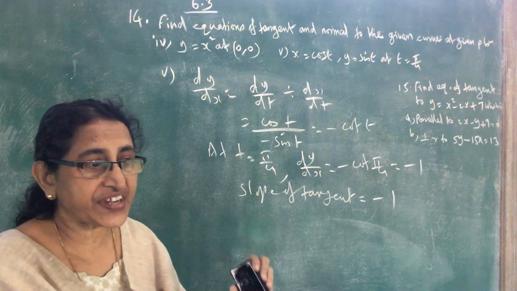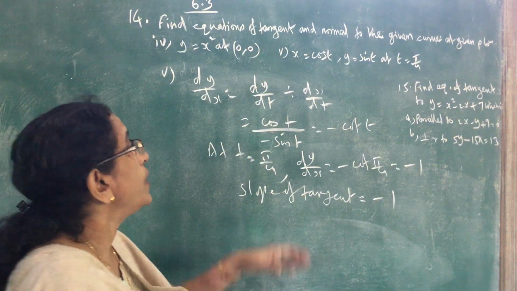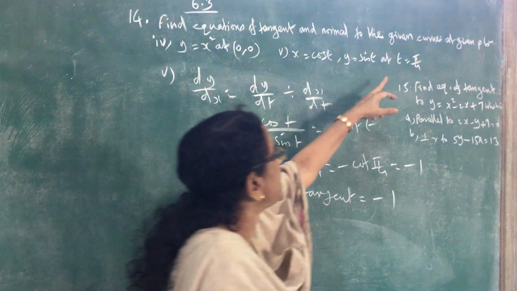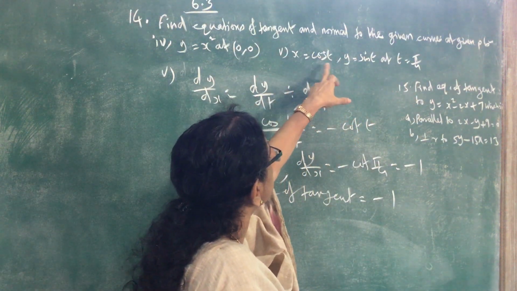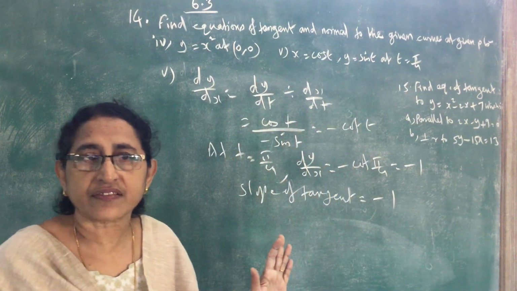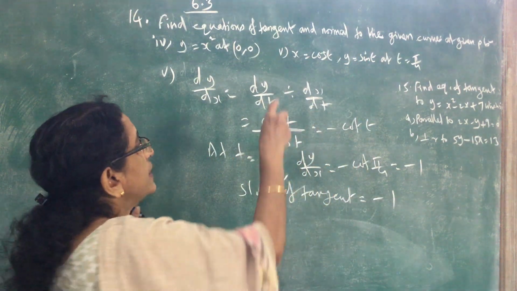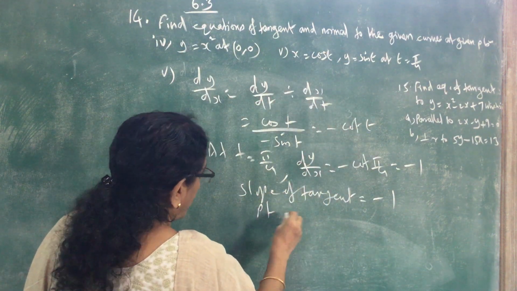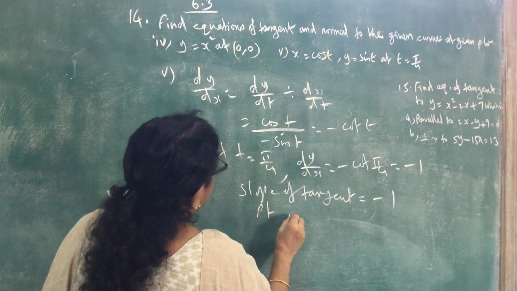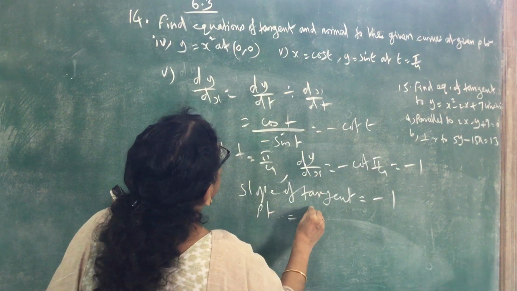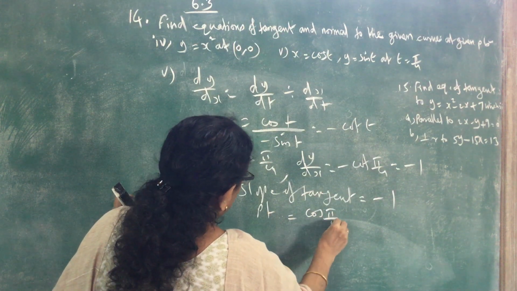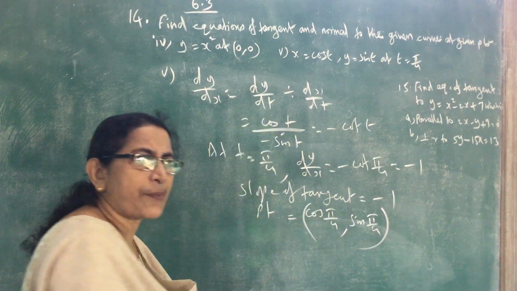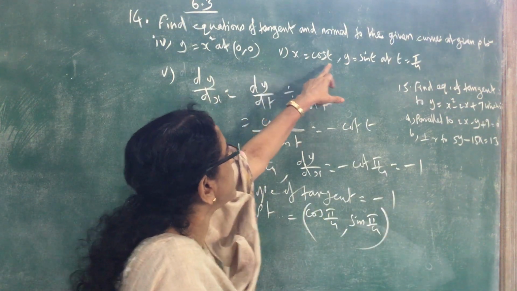To find the equation of tangent, we also need the point. We have to substitute t equal to pi by 4 in the x coordinate and y coordinate. Then only we get the point. So when t equal to pi by 4, the coordinates of the point are cos pi by 4, comma sin pi by 4. This is the x coordinate and this is the y coordinate.